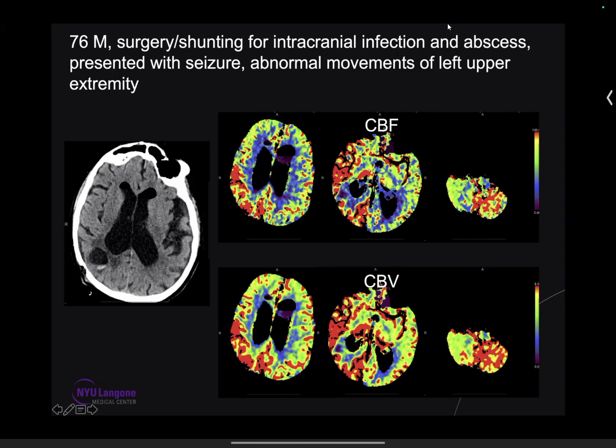We do a lot of CT perfusion for stroke work and other work. This is a patient who had an intracranial infection, which was being treated, and then developed seizures which were localized to the right cerebral hemisphere. And he underwent CT perfusion to rule out an acute stroke.